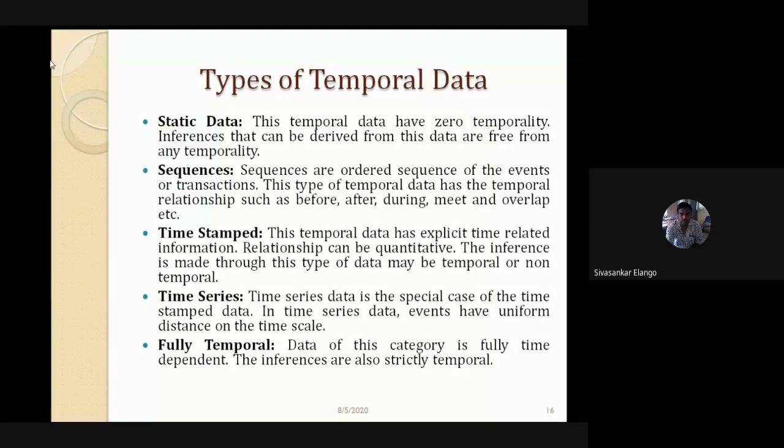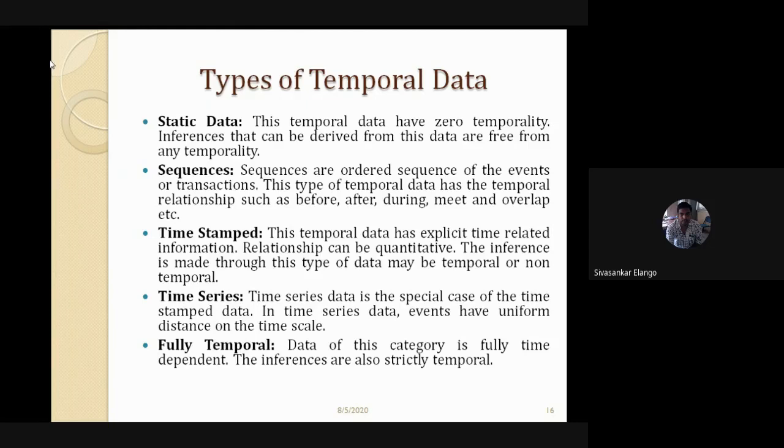The next type of temporal data is sequences. A sequence is an ordered sequence of events in a transaction, right? So you buy a computer, then you buy an internet connection, you buy a printer. It's an ordered sequence of events of transactions. This type of temporal data has temporal relationships such as before, after, during, and overlap.